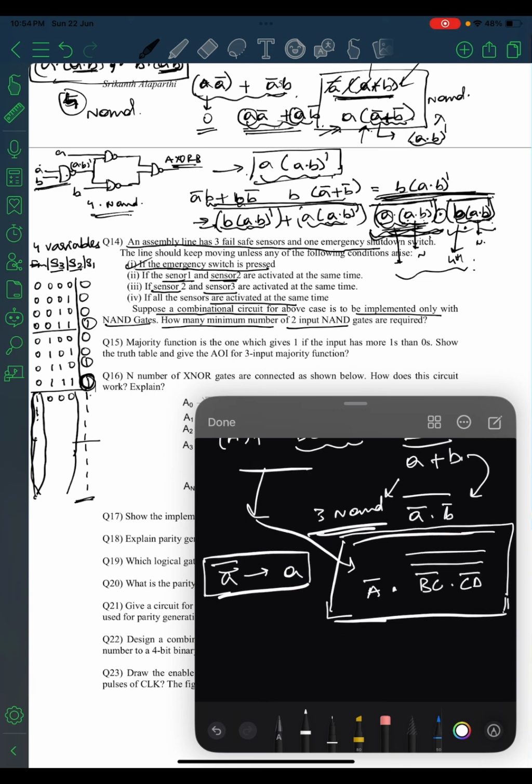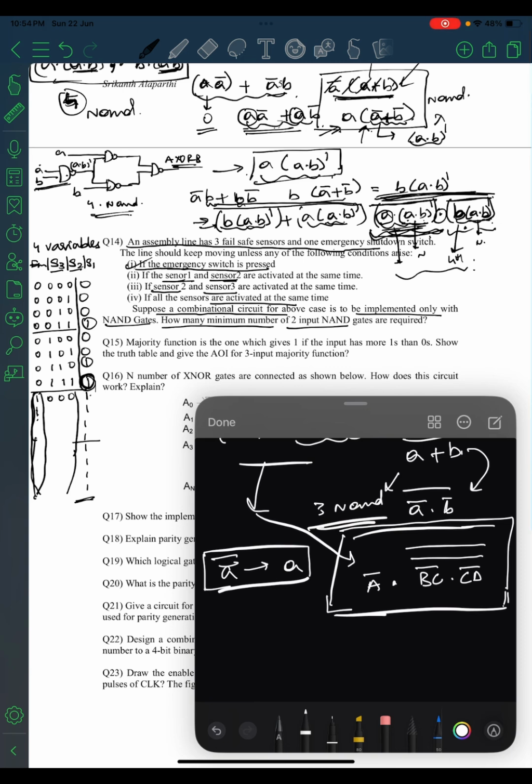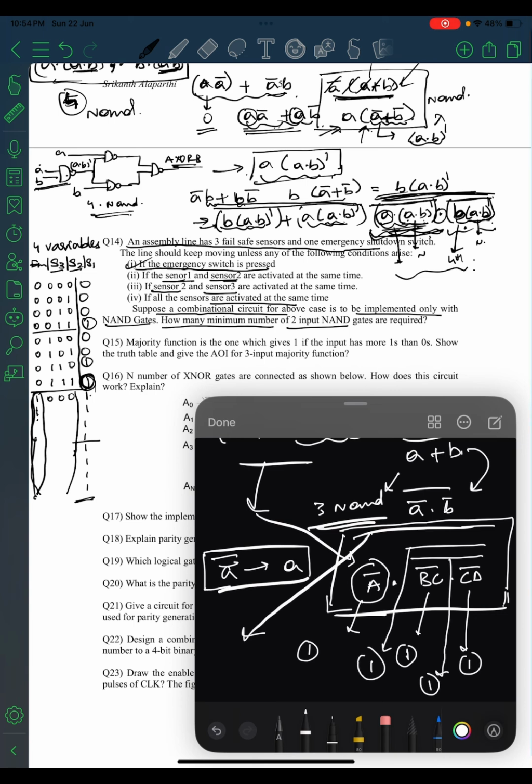So how many NAND gates are required here? For the A complement we need one NAND gate. For the BC we need one NAND gate. For the CD bar we need one NAND gate. And for this complement we need one NAND gate. For this complement we need one NAND gate. And for this entire thing we need one NAND gate. So 1, 2, 3, 4, 5, 6. So we need a total of 6 NAND gates to represent this one.